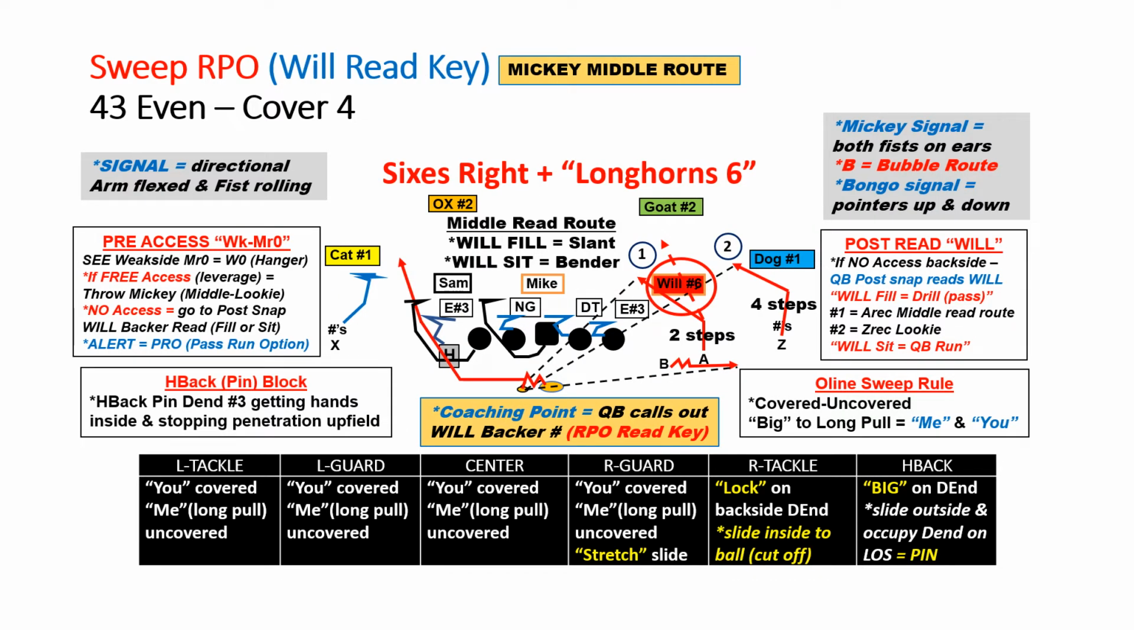Here's an example of our sweep RPO. Again, exactly like stretch, we're in a sixes right again, so he gets the 3 receivers to the right. B will run his bubble route. Again, quarterback's going to take his lateral shuffle step, reading the will backer. If he fills, then we can look to drill 1, 2, 3 there. If he doesn't, then he's going to go ahead and take off and read that H back for our sweep play.